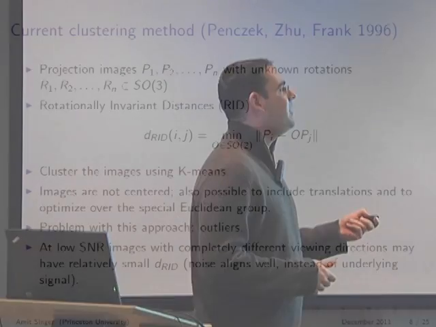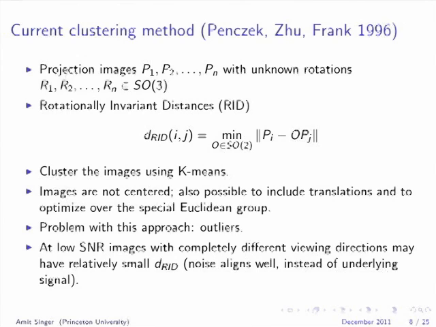And what people do now in order to solve this problem, they define similarities or dissimilarities between images that are rotationally invariant. So we can take two images, say Pi and Pj, and try to register them. That is by optimizing over the rotation group, SO(2), just in-plane rotations, and you try to find the in-plane rotation that optimally aligns the two images. When you find this rotation, then the distance between the two images after they've been registered, you call it the rotation invariant distance between image I and image J.